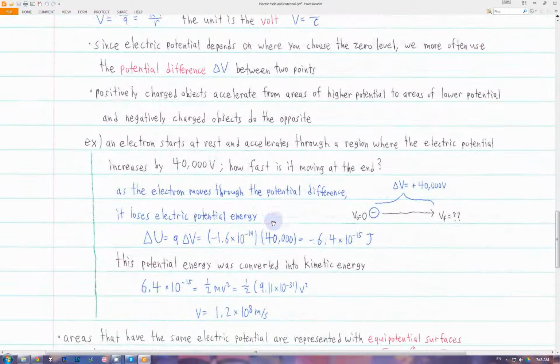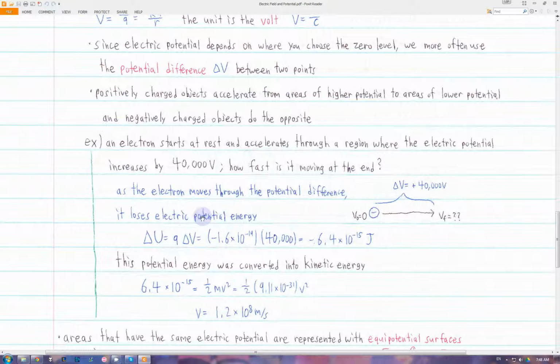So let's say we have a region where the potential difference is 40,000 volts. So that means this final point is 40,000 volts higher than this initial point. So if we have an electron that starts at rest and it accelerates to this region, because negatively charged objects accelerate from low to high potential, then how fast will it be moving at the end?